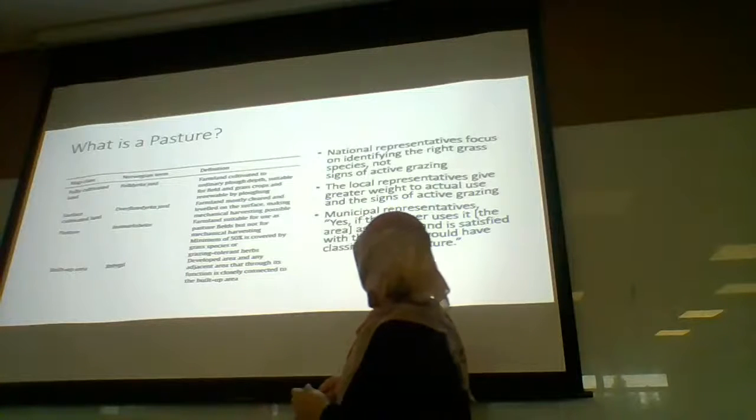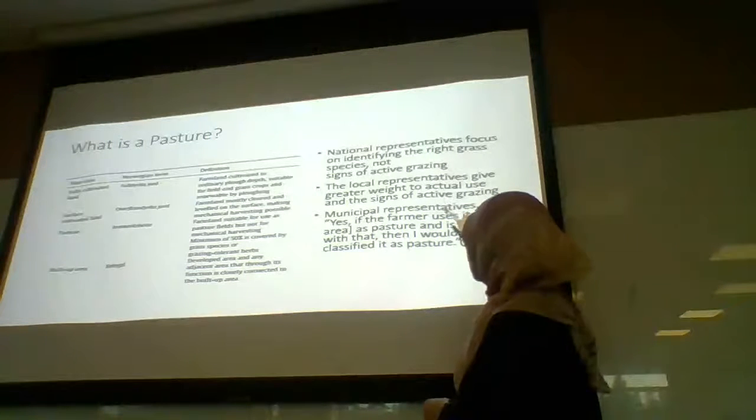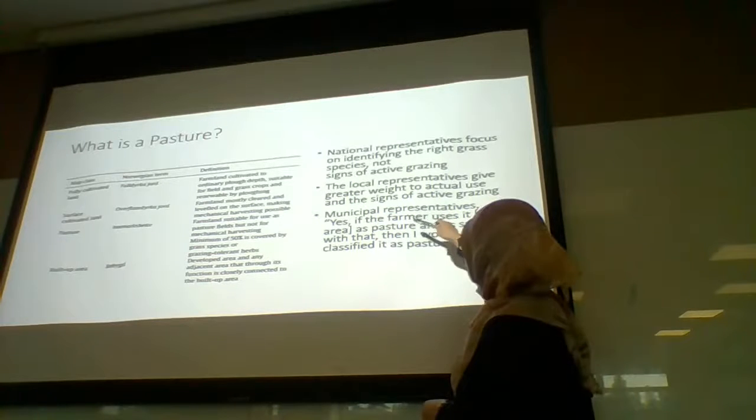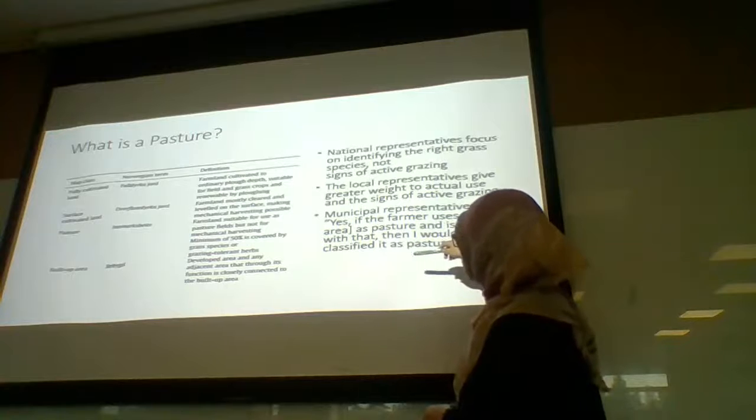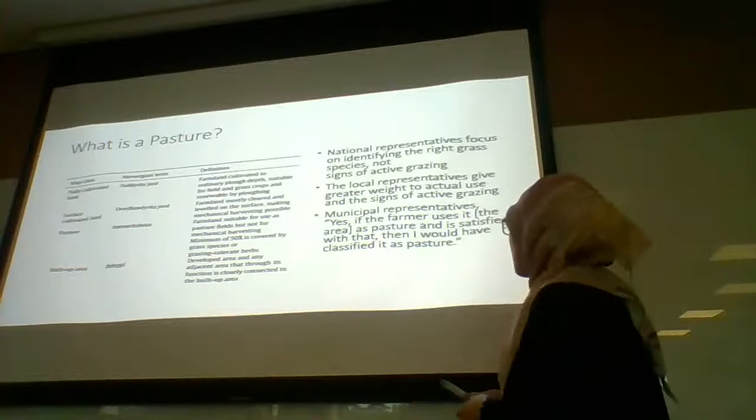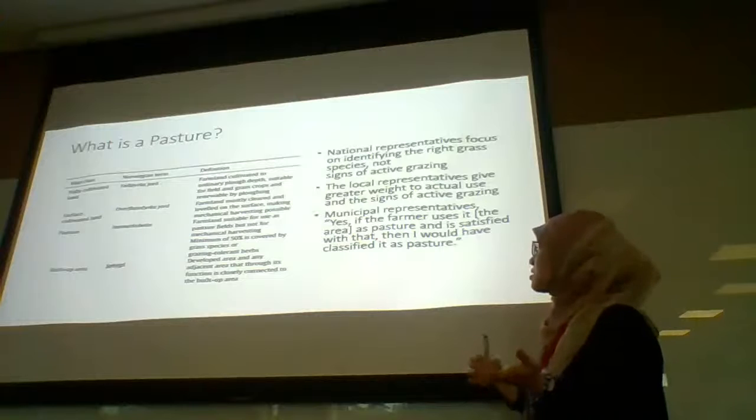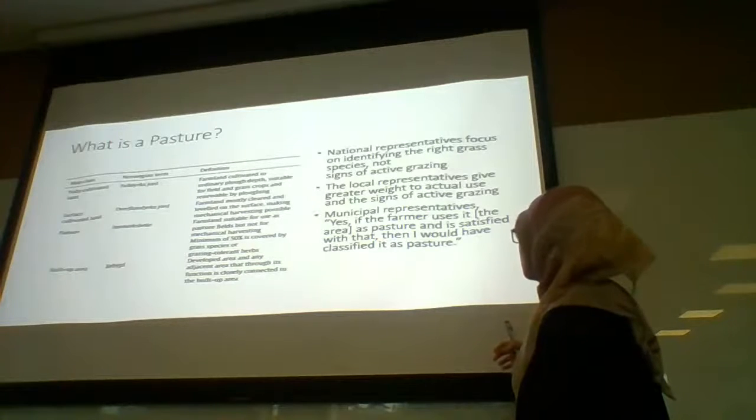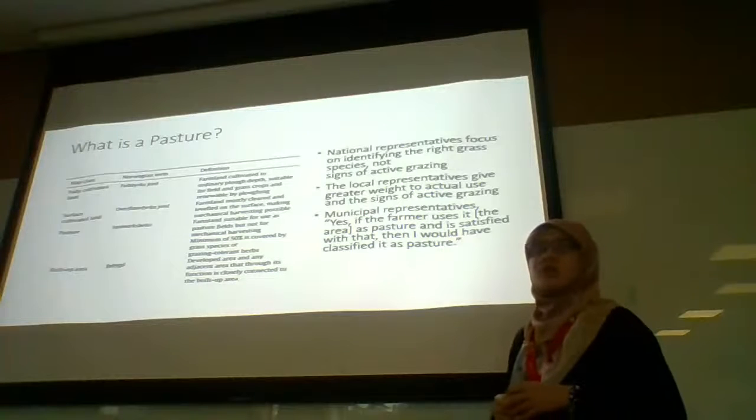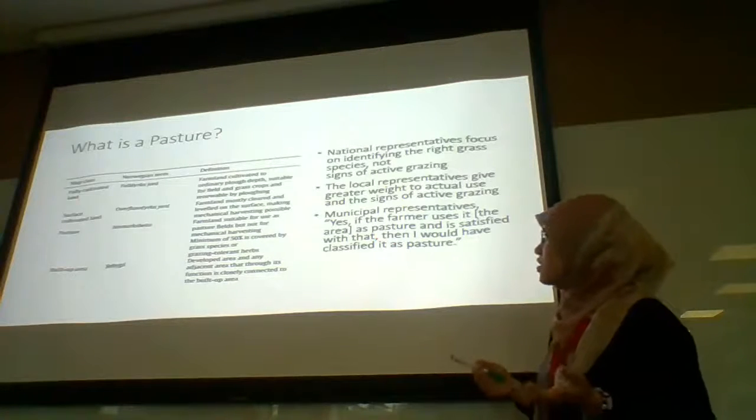And then the national representative focuses more on identifying the right grass species and no sign of active grazing. So the national has different interests, and the local representative focuses more on the actual use and signs of active grazing. This is their definition of what a pasture is. For the municipal, because they're working more with the farmers, the way they define a particular area is really based on the farmers. If the farmers use it as pasture and are satisfied with that, then they would classify it as pasture. So it depends on what the farmer says instead of what is really going on in the field or what the physical conditions of the field are.